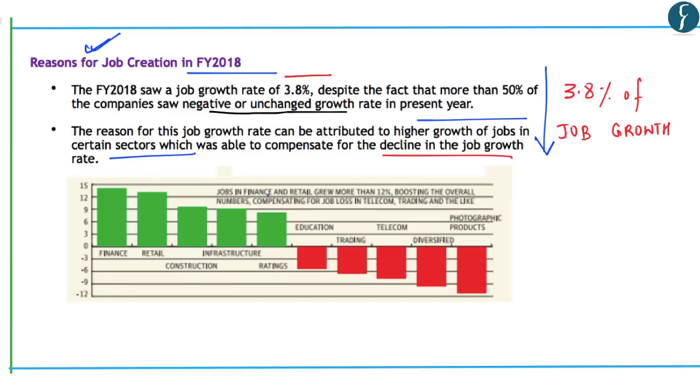So it says that the jobs in finance and retail grew more than 12%. So we saw a job growth rate in the finance as well as the retail sectors, which effectively helped in boosting the overall growth numbers, and this compensated for the loss in telecom, trading and similar sectors. So effectively it says that finance, retail, construction, infrastructure, they all saw certain job growth rate, whereas trading, telecom and even photographic products saw a decline in job growth rate.